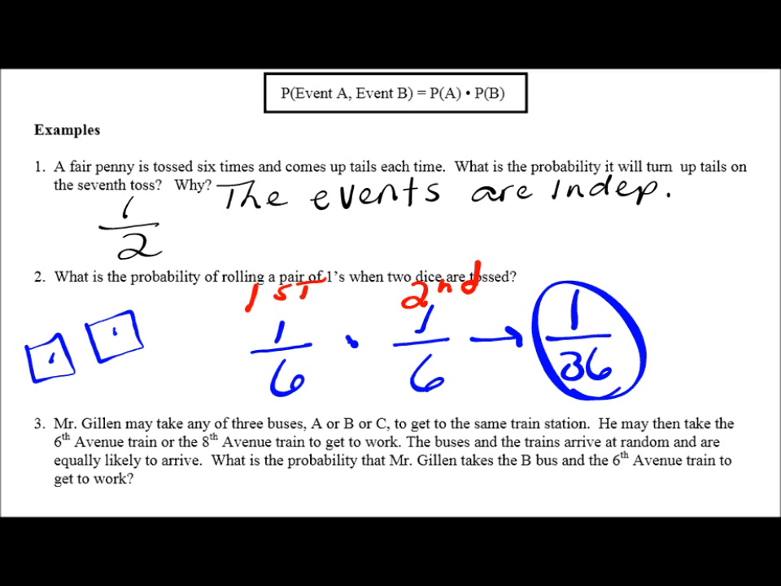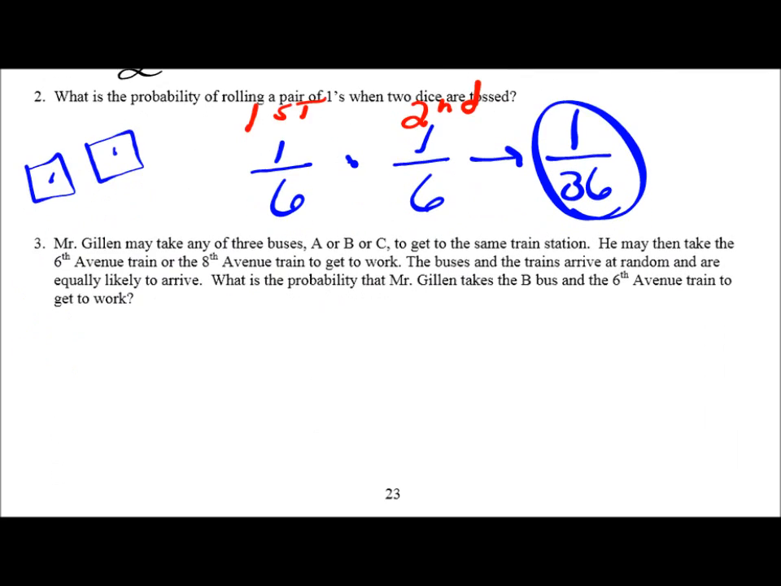Now, example 3, we're going to use the counting principle again. Let's take a look at this one. We're going to take any of 3 buses to get to the train station. And then we're going to take either the 6th Avenue train or the 8th Avenue train to get from the station to work. The buses and trains arrive randomly, and there's an equal chance we could pick any one of those combinations. And so we're going to begin at home, and we're going to go onto the bus to get to the station. So the first thing we're going to choose is a bus. And then we're going to choose the train.